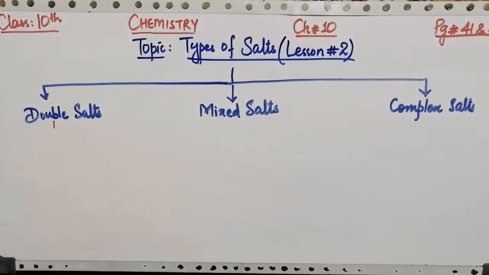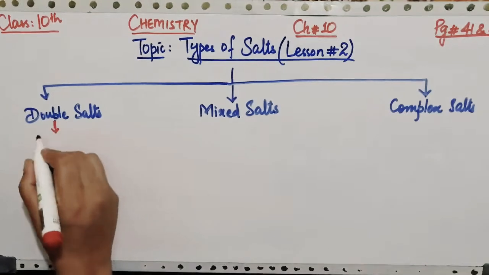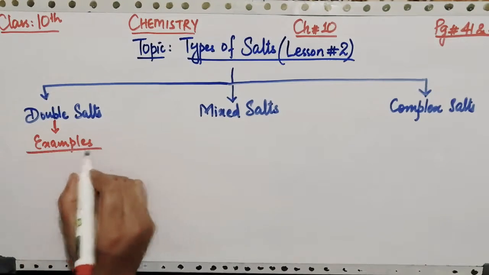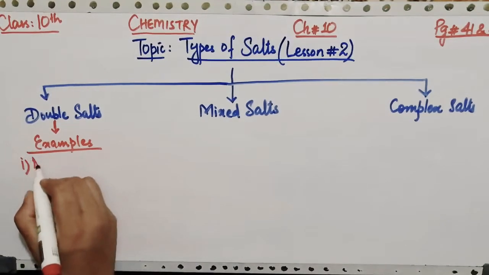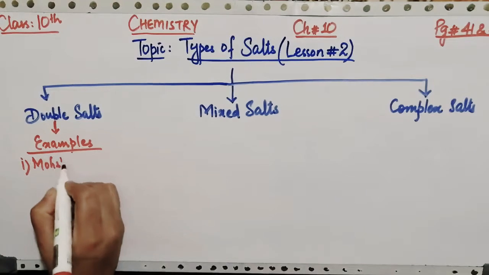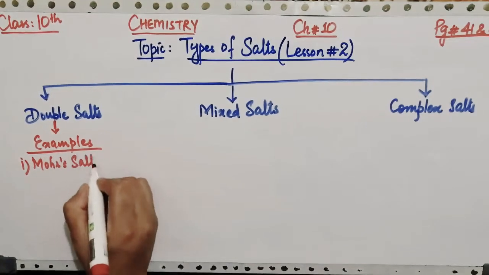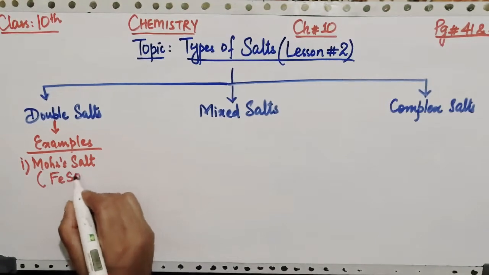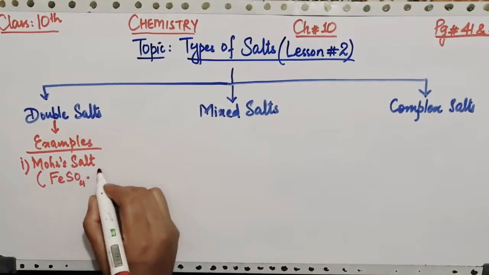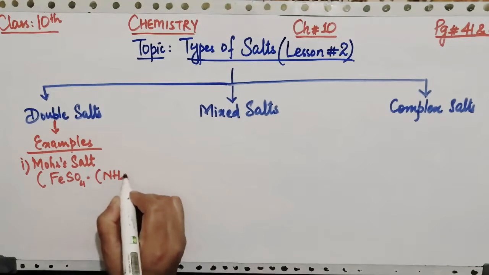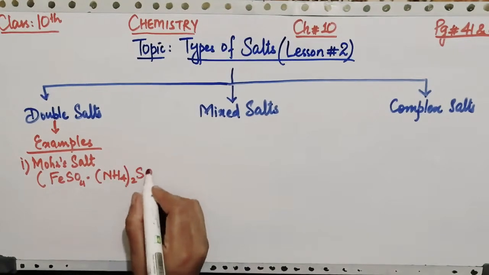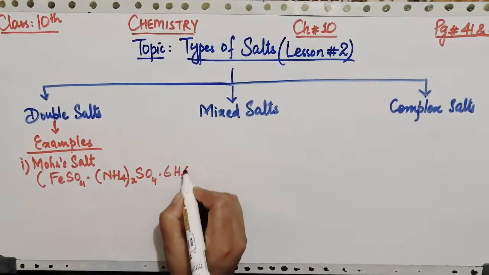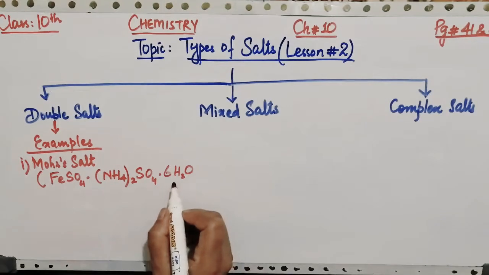For example, now examples you have to write down as a heading. First salt is Mohr's salt, and the formula of this salt is iron sulfate FeSO4 with ammonium sulfate with 6 water molecules which are called the water of crystallization.